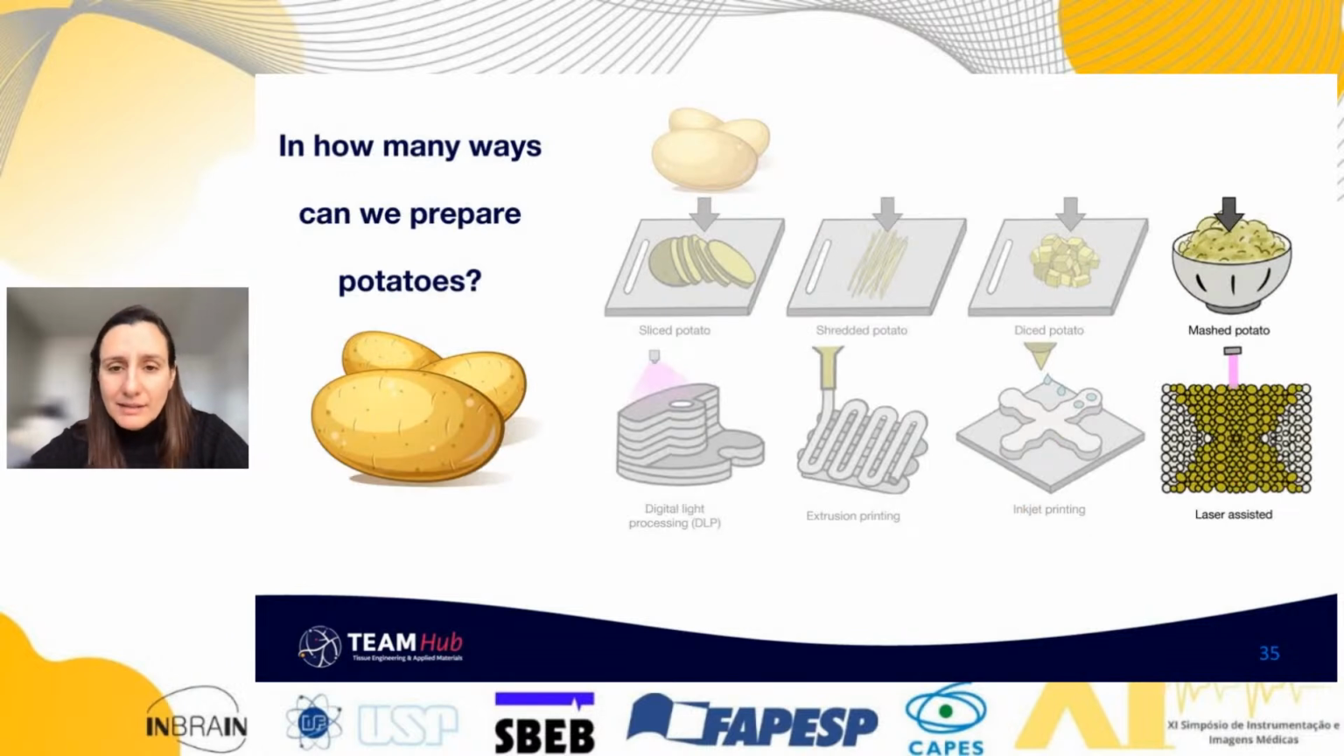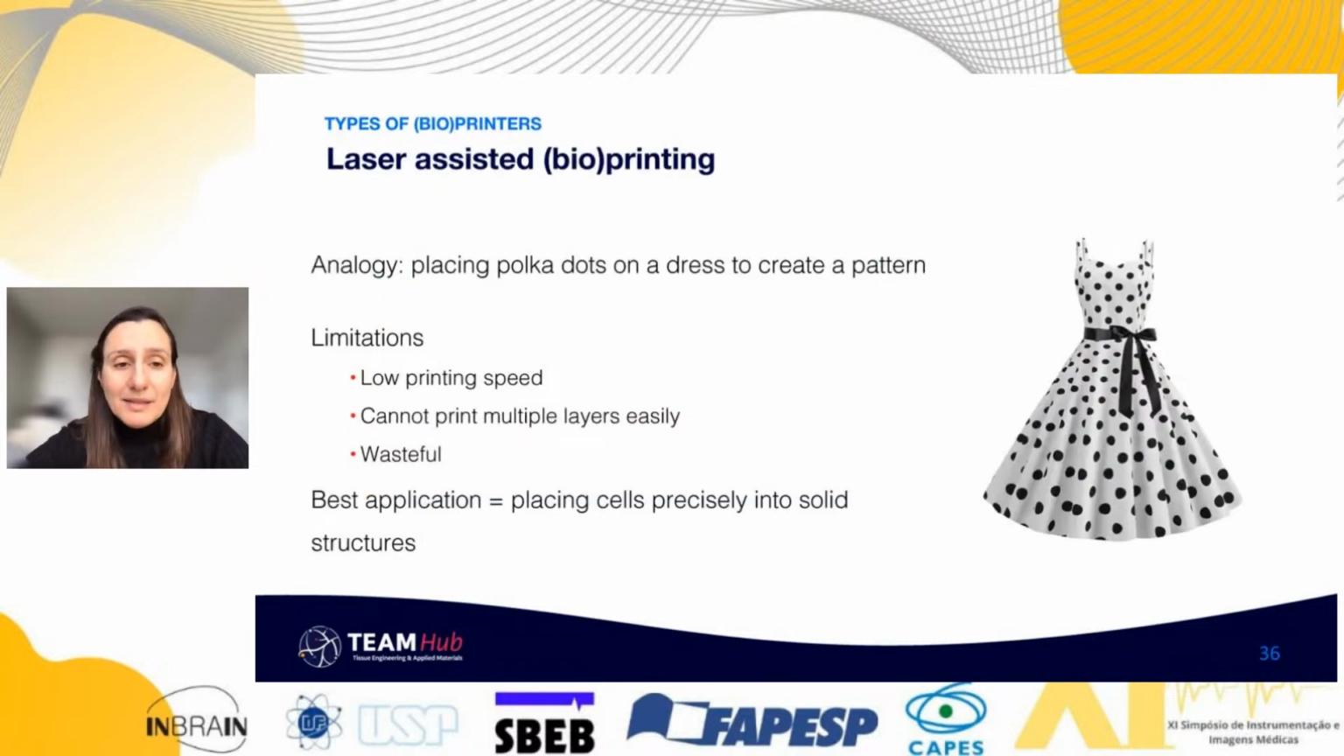And last but not least, the laser-assisted technology. Basically, imagine that you are just placing a bunch of little polka dots on a dress to create some sort of pattern. That's how this last major type of bioprinting works. The limitation here is going to be the printing speed, because of course, imagine that you have to place droplets all over the place to create whatever you are trying to create. It's also more complicated to print multiple layers. This is one of the biggest limitations of the laser-assisted one.